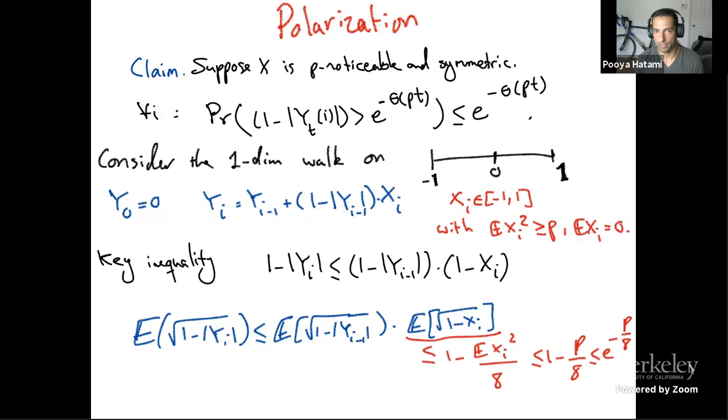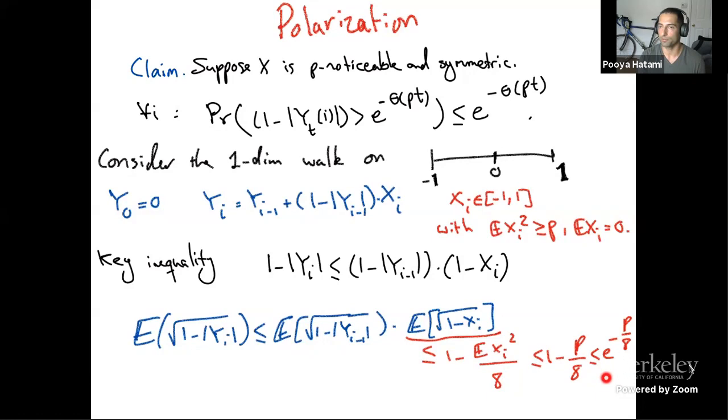And here comes where we use the symmetry. Because xi is symmetric, all of the odd powers have zero expectation. So the first non-zero power there is just the xi squared term. All of them had negative coefficients, so you can upper bound by 1 minus expectation of xi squared over 8, which is exactly this noticeability. So we can bound it by 1 minus p over 8, which for convenience we just bound by e to the minus p over 8.